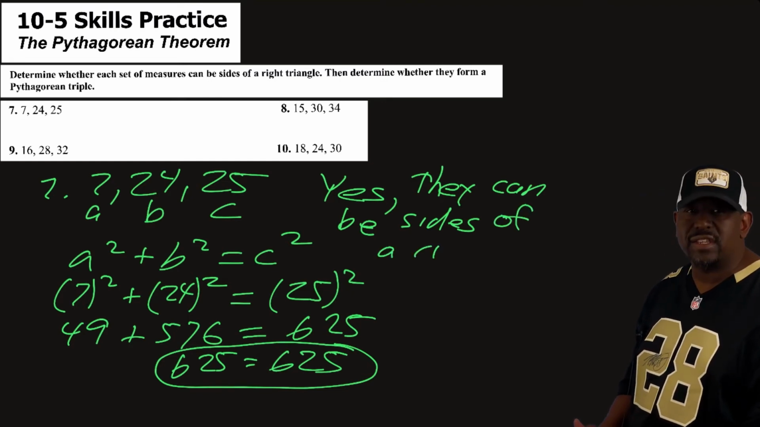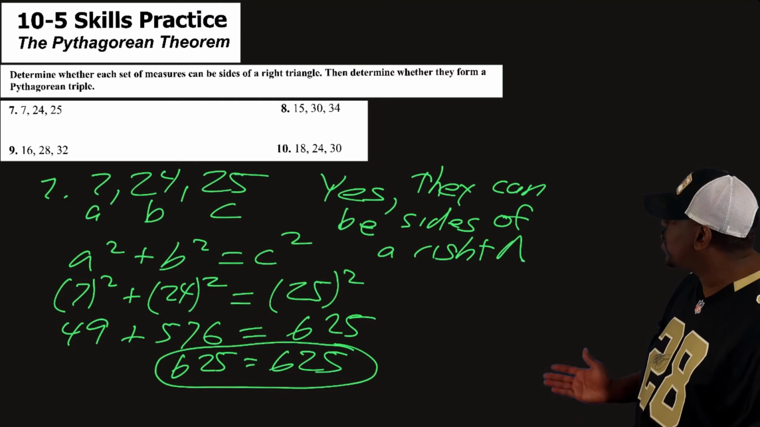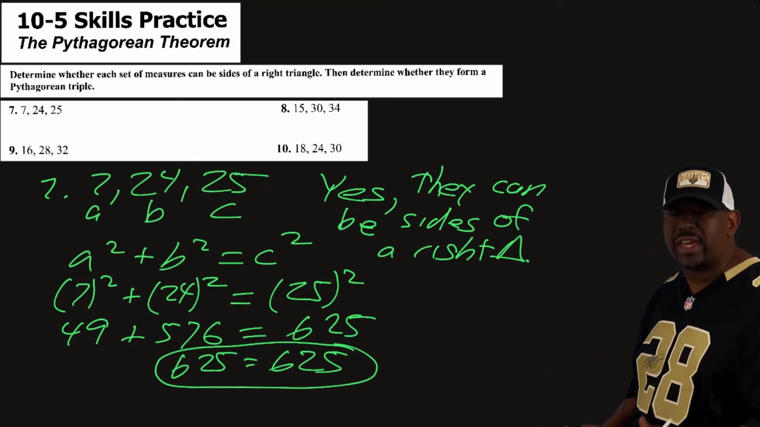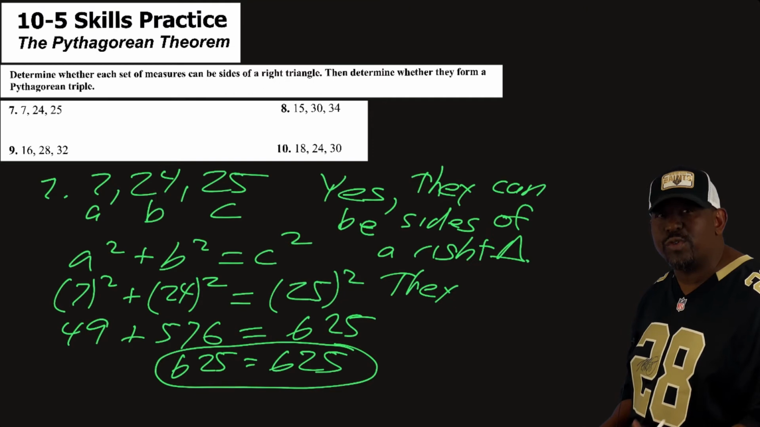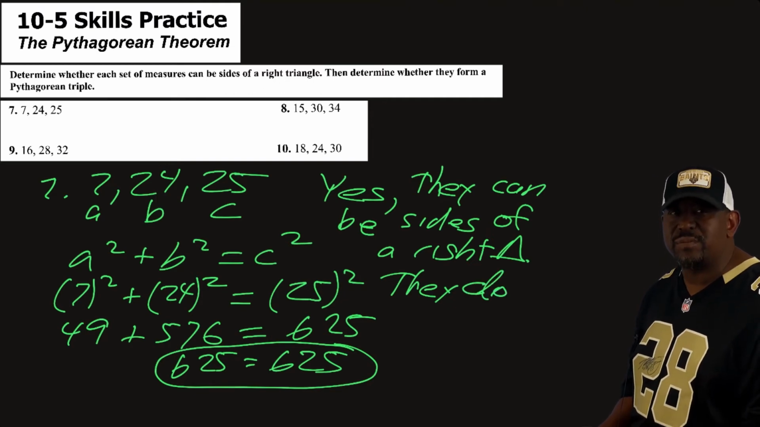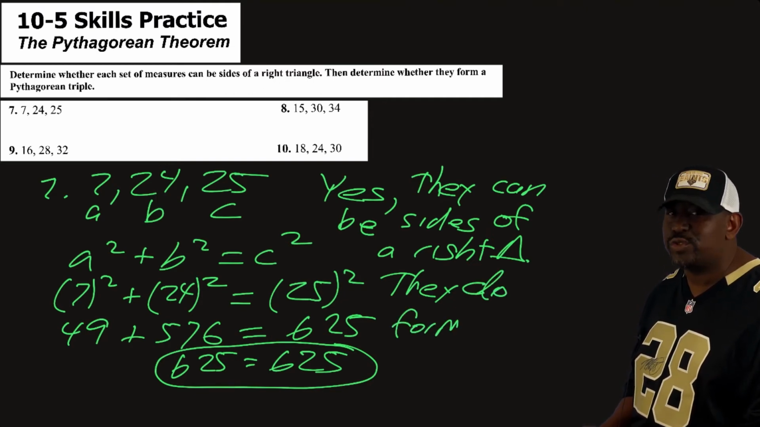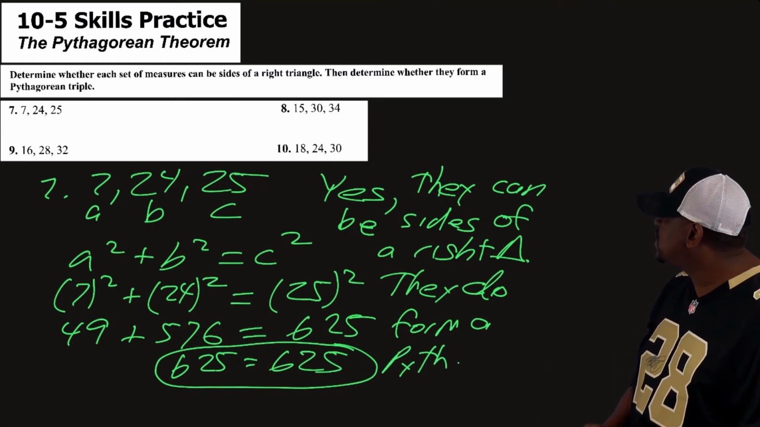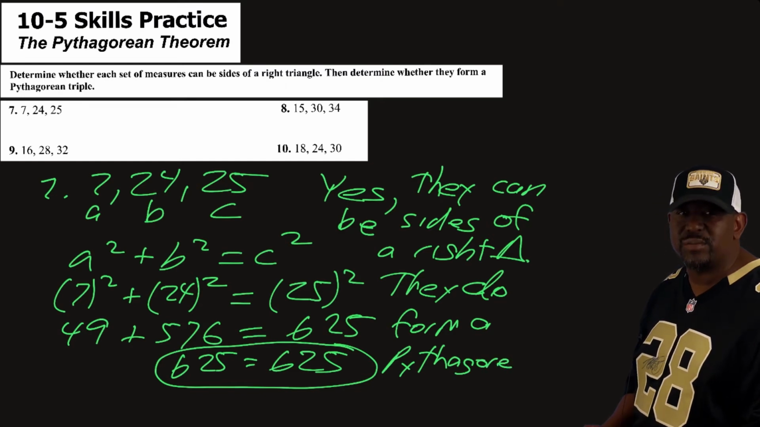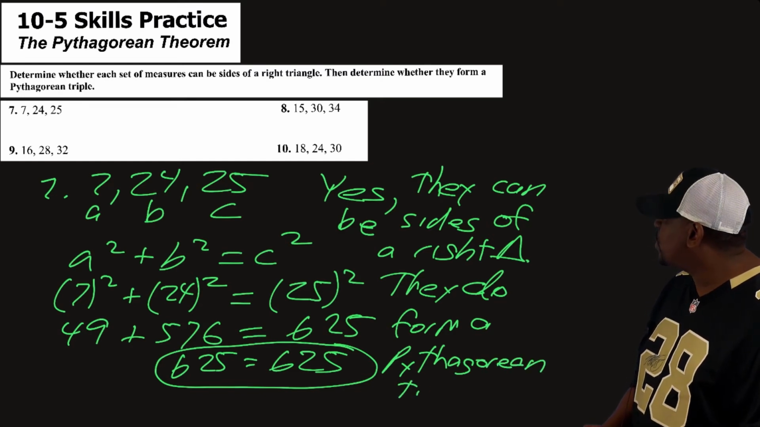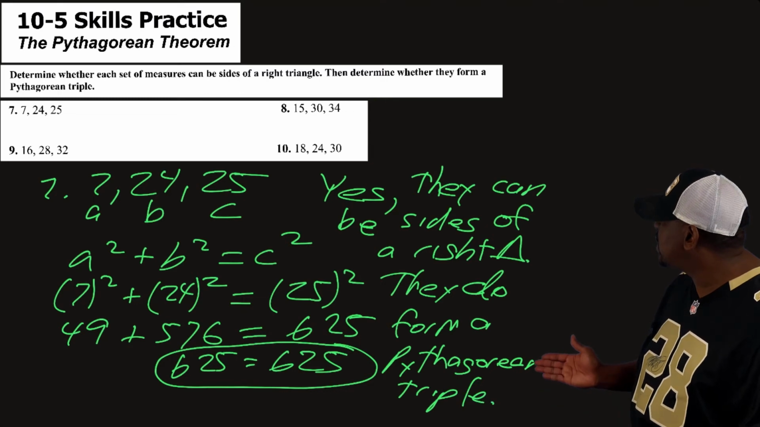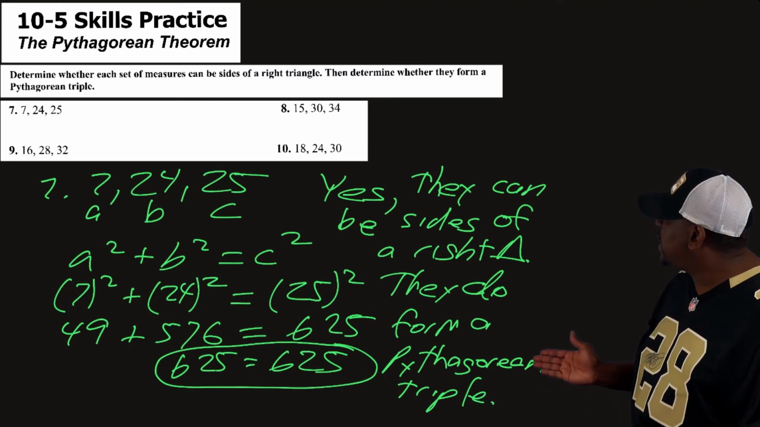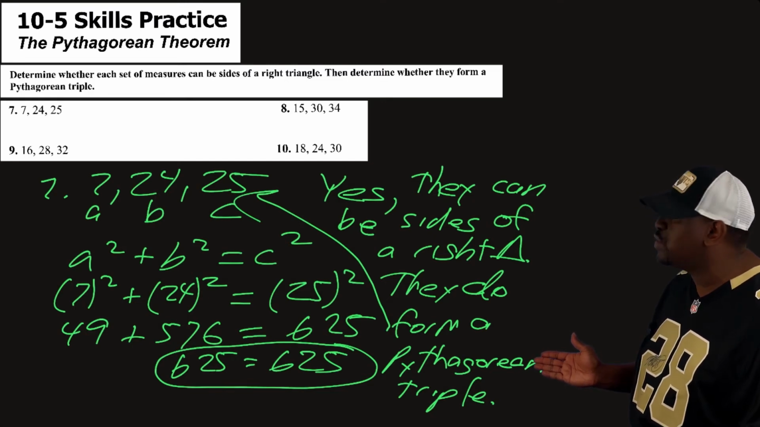And again, the NOLA Mathman is writing all this down. It is very important when they ask you questions in math that we write the answers in complete sentences as they ask you to do in Common Core. So that is what you see here on the screen. You want to write this as complete sentences as the NOLA Mathman is doing here. So you can see that there. So the answer to the question is yes, they can be sides of a right triangle, and they do form a Pythagorean triple. Very good.